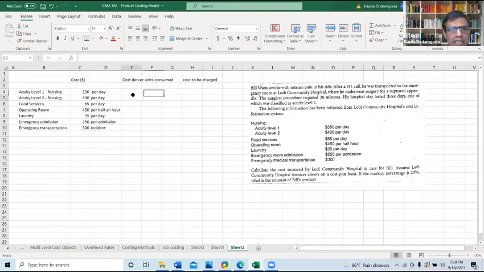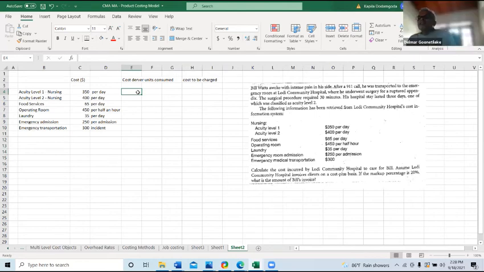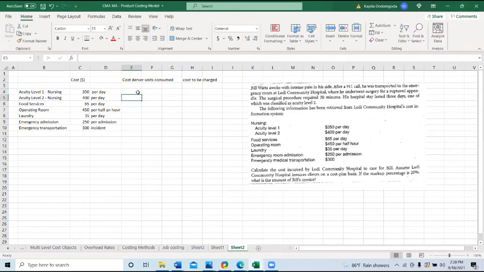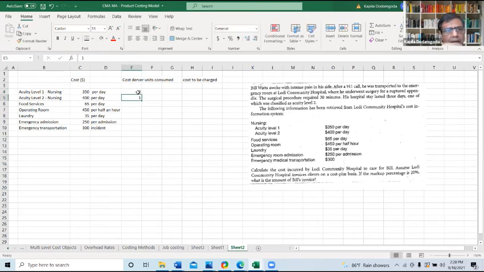How many cost driver units here? Tell me. In his case, when you have this information, how many cost driver units do we have at level 1? First one 0, second one 1. No. How many days was he there altogether? He was there for 3 days. 1 was level 2, and the other 2 days were level 1. Okay. And food services for how many days?